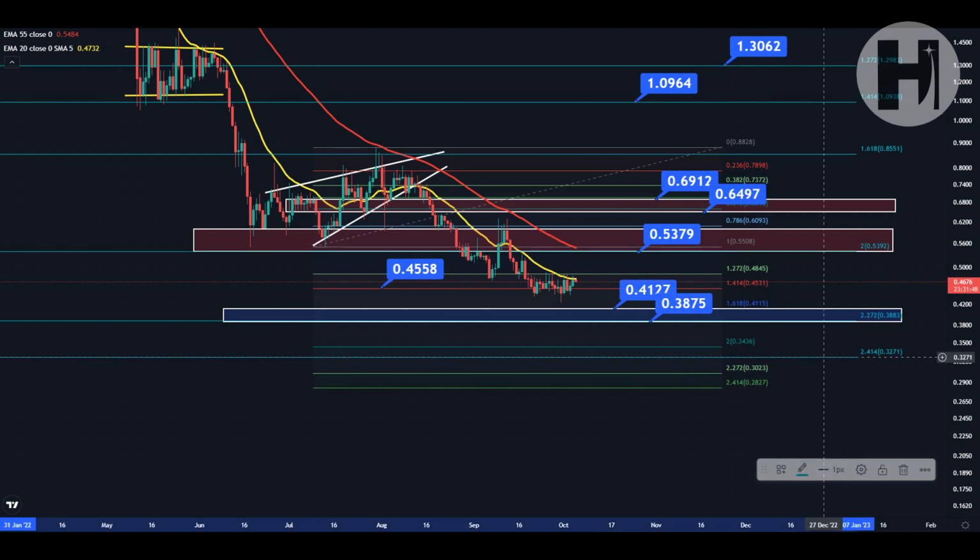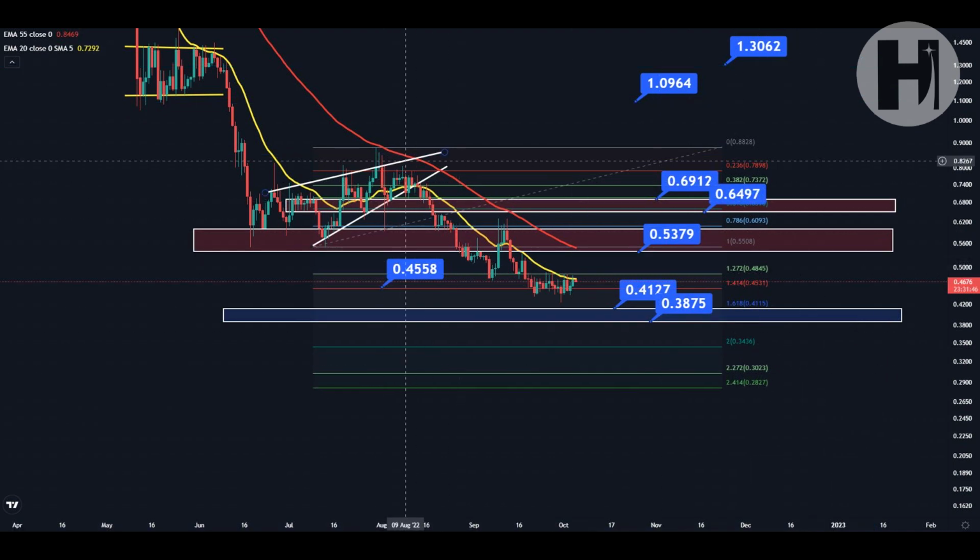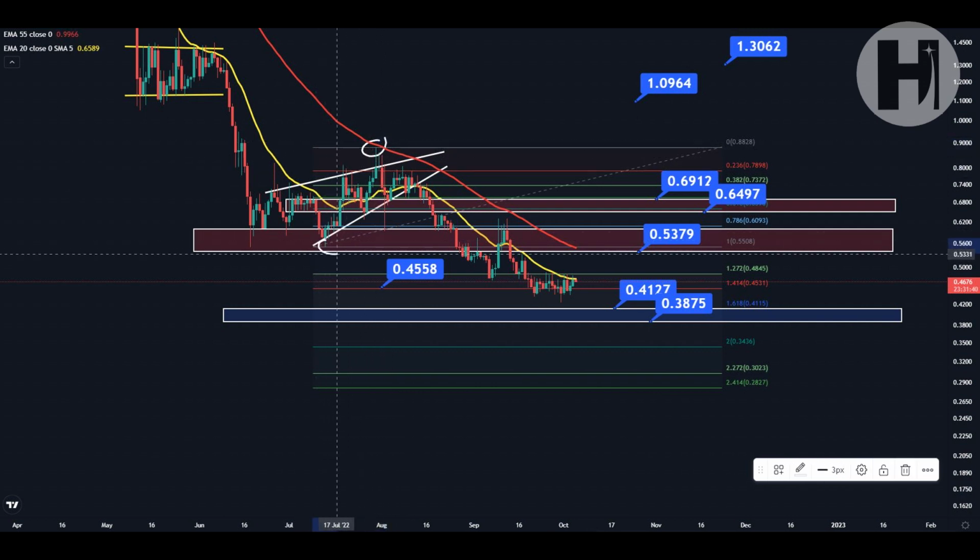If I start zooming in, we're going to remove the larger fib just so that you are not confused. As you can see, we have a second fib here, with the swing high at 88 cents and the swing low over here at 55 cents. So our 1.618 target of this smaller Fibonacci retracement is at 41 cents.